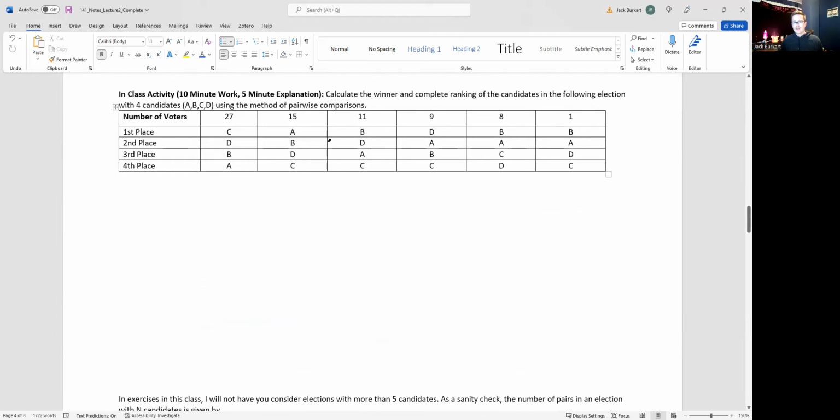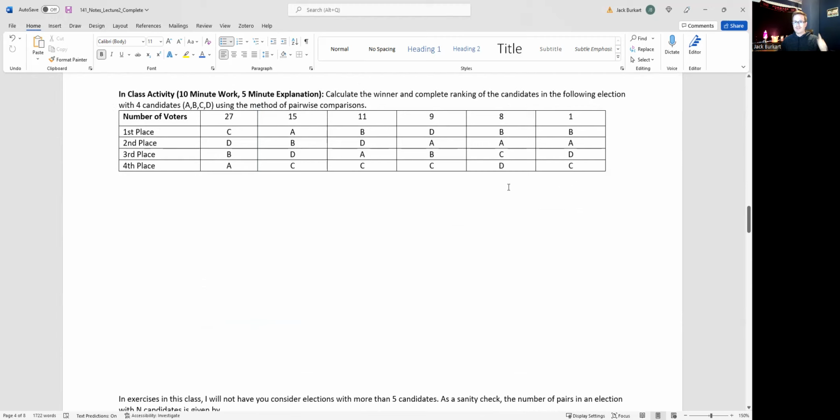This is, again, another example from the previous lecture video. In this in-class activity, what we'd like to do is calculate the winner and complete ranking of the candidates in the following election. We have 4 candidates, A, B, C, and D. And this time we are going to use, again, the method of pairwise comparisons. This is the preference schedule for the election. It will tell you everything that you need to know.